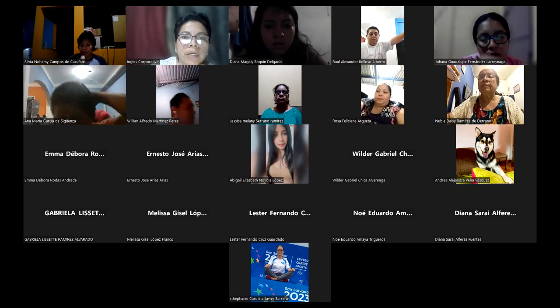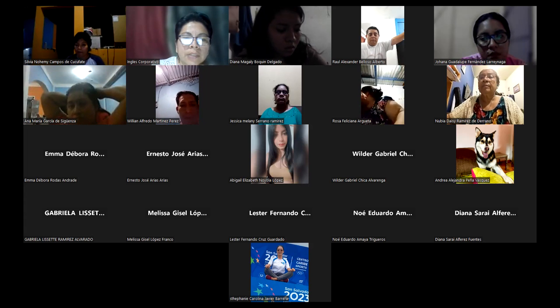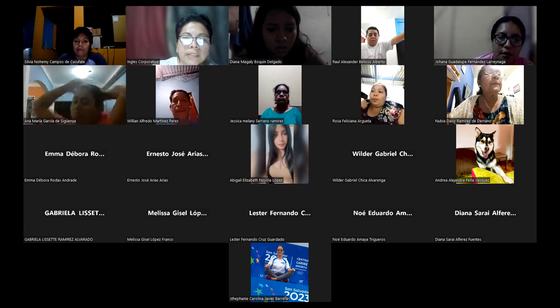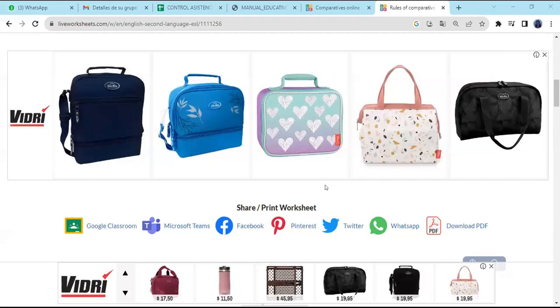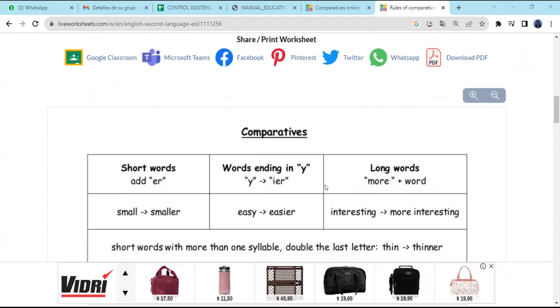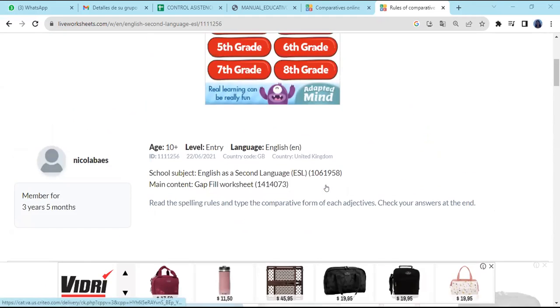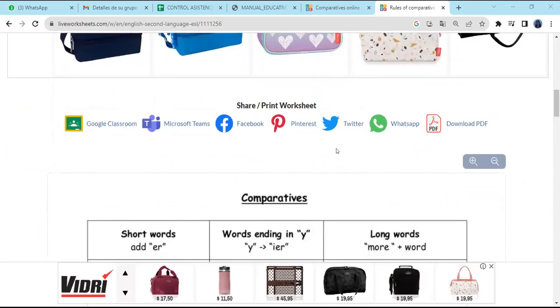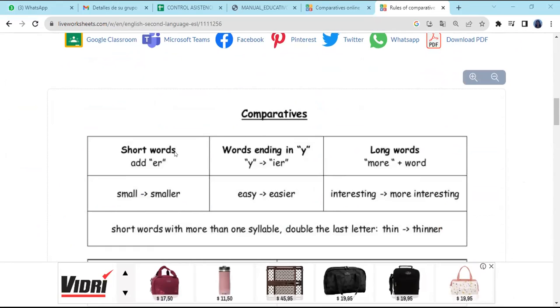I'm going to share the screen with you, so you will see the exercise that we are going to complete. Okay, and this is going to be individual. I'm just going to ask you to open your cameras. It says rules of comparative spelling, comparatives, short words. In general, we add ER. For example, small, smaller. Words ending in Y, change the Y and write IER.